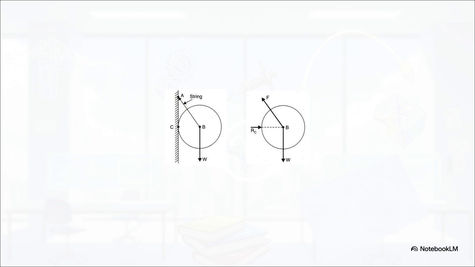They're replaced perfectly by a reaction force, RC, pushing to the right from the wall, and a tension force, FT, pulling up exactly where the string was. Toss in the downward weight, W, and suddenly, boom, you have a simple math problem of concurrent forces radiating straight out from center point B.